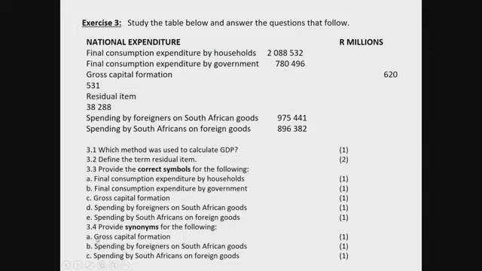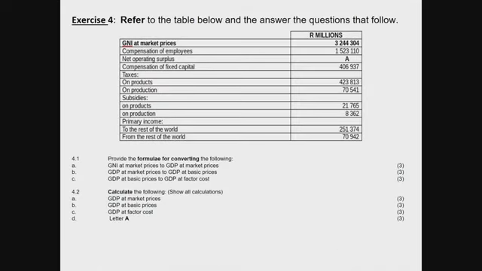3.4 asks, provide synonyms for the following. Gross capital formation, it's represented by the letter I, so obviously that is investment. Spending by foreigners on South African goods, we just said there, that is represented by letter X, so that would be exports. And spending by South Africans on foreign goods, same as that there, we just said that's the letter M, so the synonym there would be imports. Right.